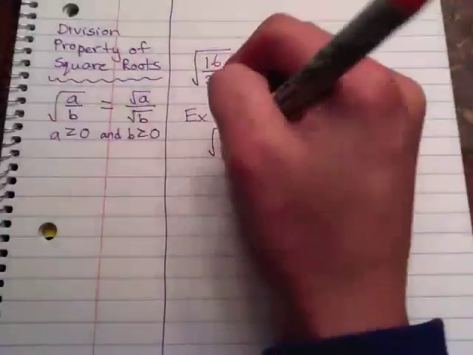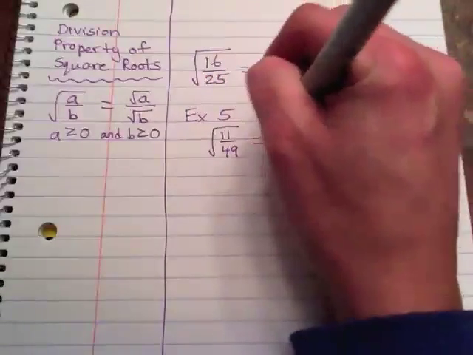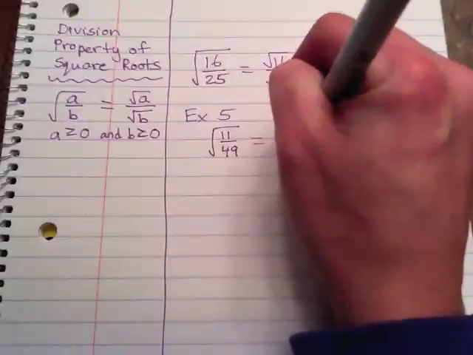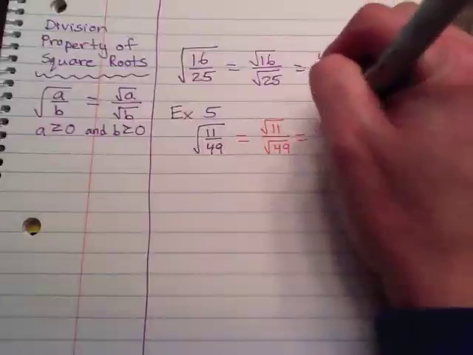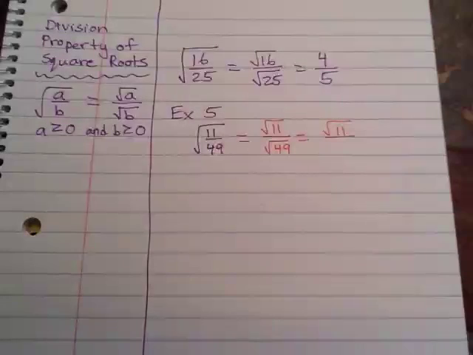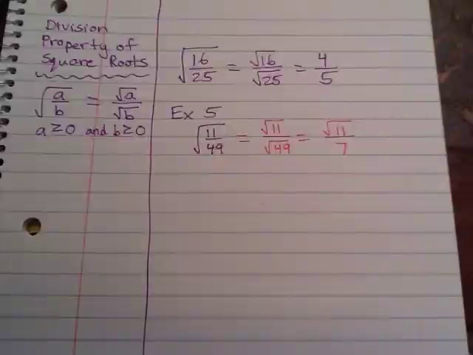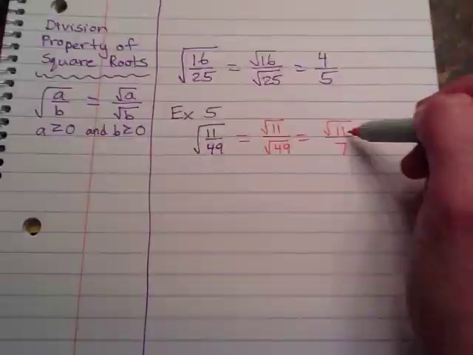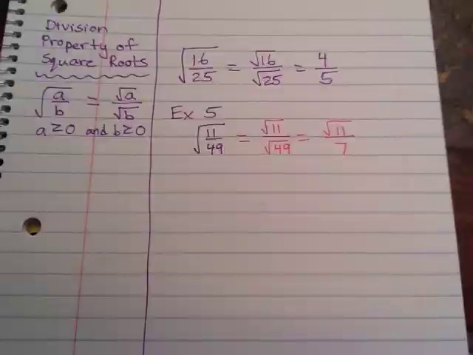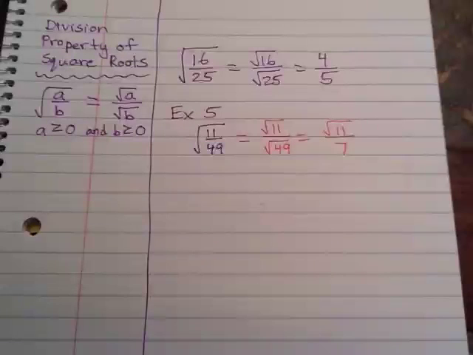So because 49 is a perfect square, I'm going to go ahead and split this up into the square root of 11 over the square root of 49. And now I have the square root of 11 over, what is the square root of 49? 7. And then I look at the square root of 11 and I make sure it doesn't simplify at all. And there's no perfect square factor in the square root of 11, so this is my final answer.